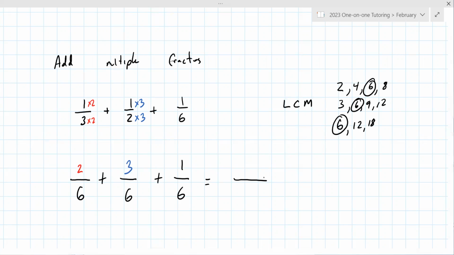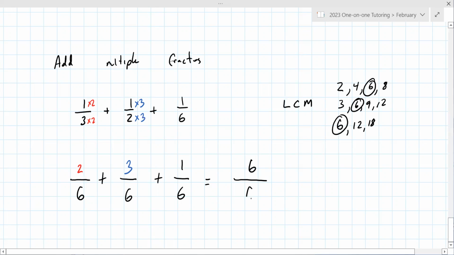What is the top? Just the top. What does the top add up to? 6. Okay, over 6. Very good. And do you know what that reduces to? That reduces to 1. Very good.